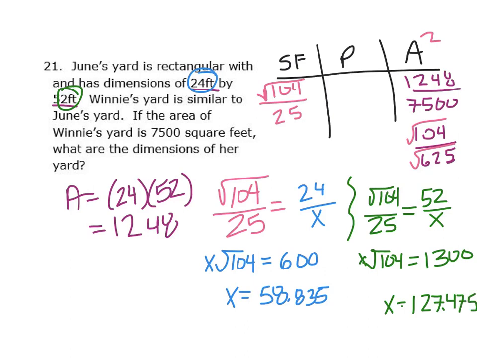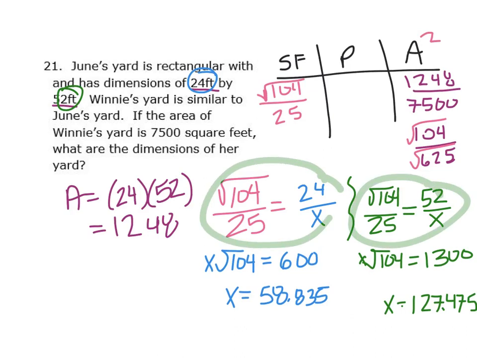So this one, once again, you had to find your scale factor, and then you had to solve twice, two different proportions, one for each dimension, one for the base and one for the height. This is exactly how the last question in your test is going to be. You're going to have to solve two proportions to get your dimensions.